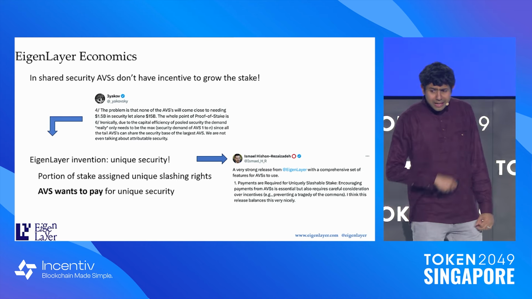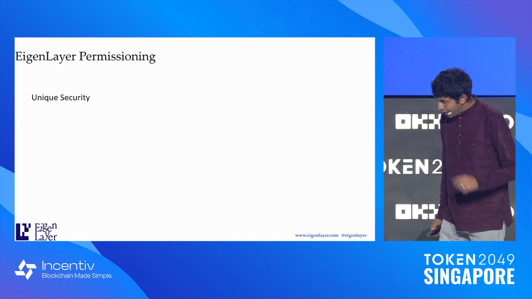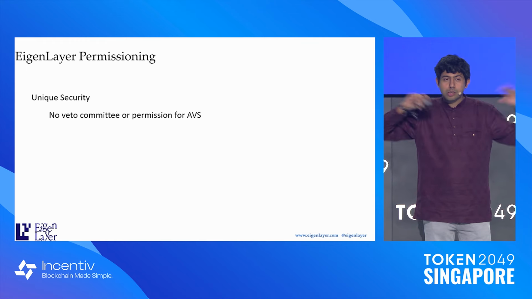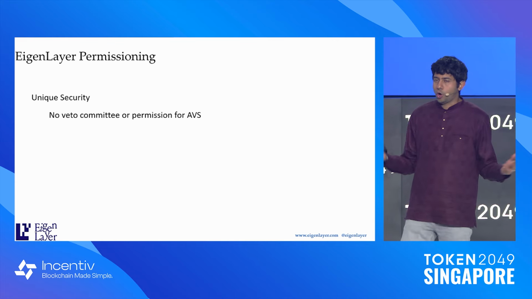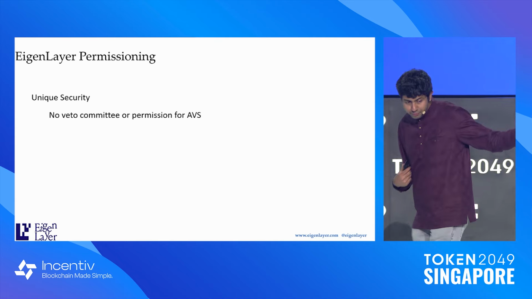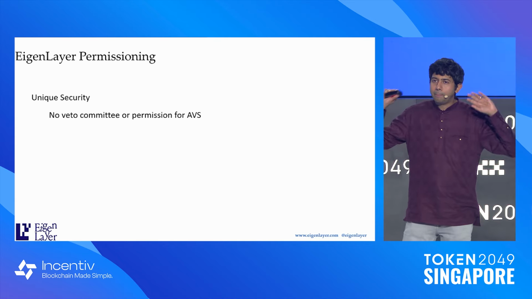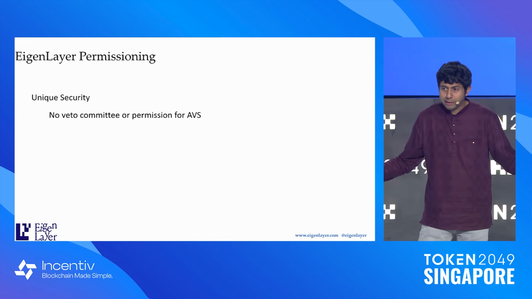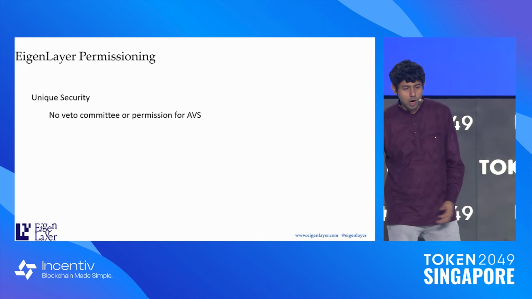Another issue that came up: earlier we had this model of shared security. When you have shared security, if one AVS goes berserk and slashes everybody, then you're in deep trouble. The protocol is in deep trouble because there's a contagion risk. With the invention of unique security, you don't need a permissioned committee to decide whether slashing is valid or not. So there's no veto committee anymore and no permission for an AVS to build on EigenLayer. Anybody can come and build whatever they want.